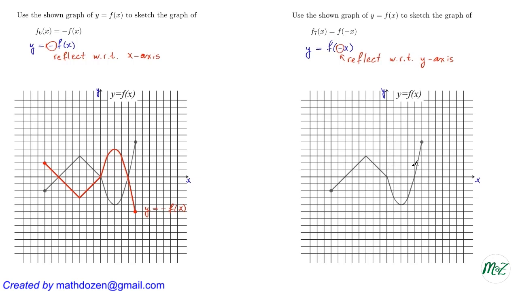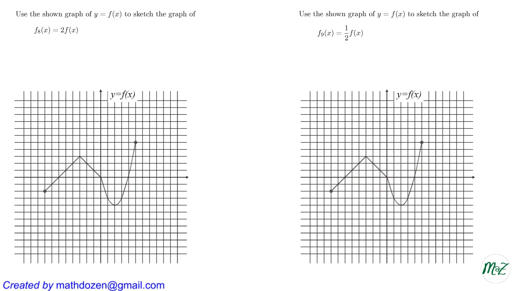So everything that was to the right is going to be reflected to the left, and everything that was to the left is going to be reflected to the right. When we're done with that, we end up with this curve. This red curve is the graph of y equals f of negative x.